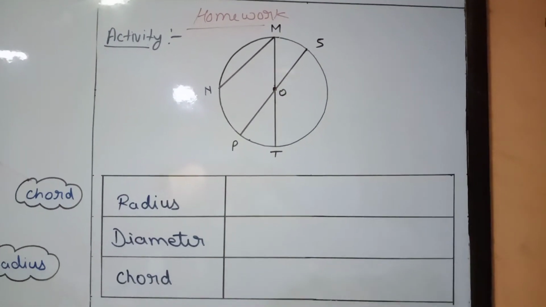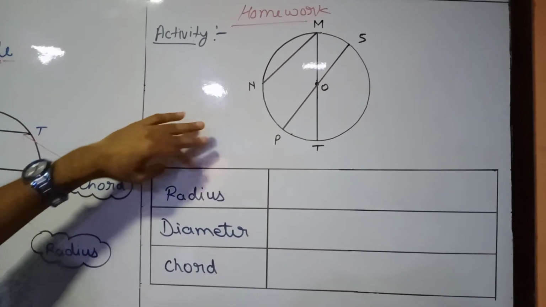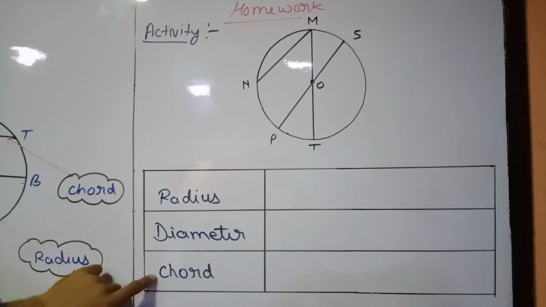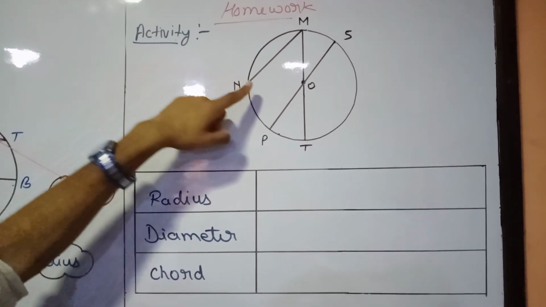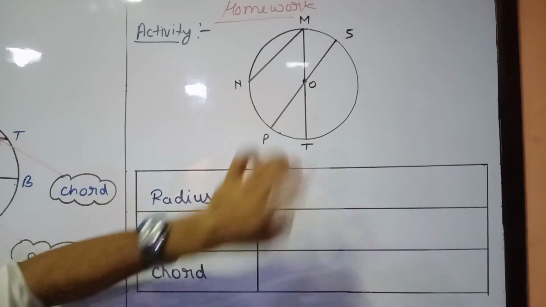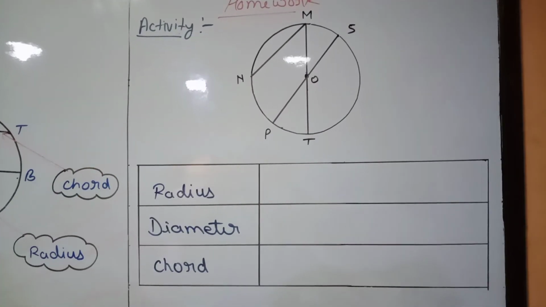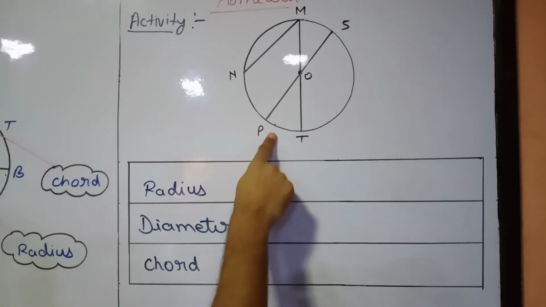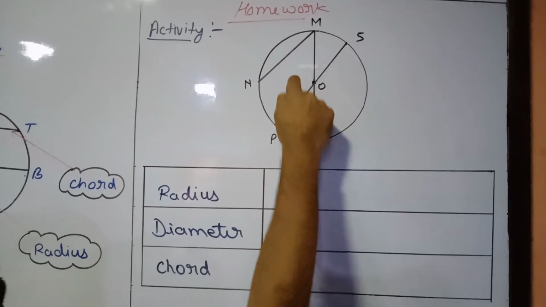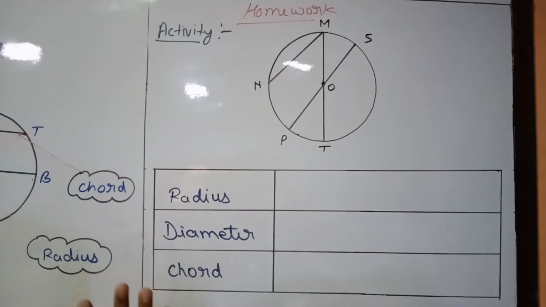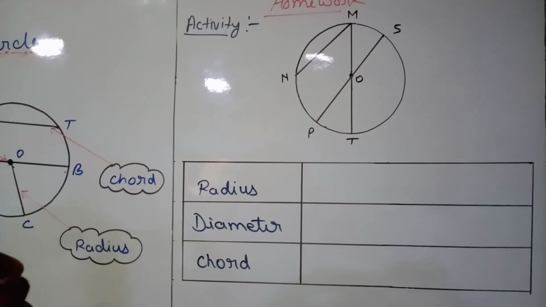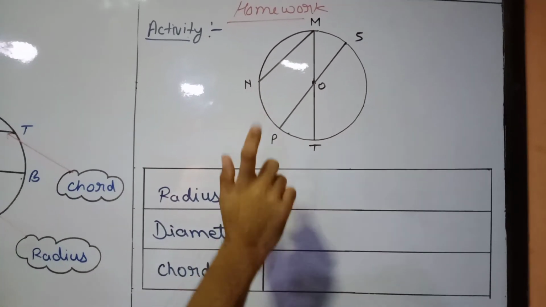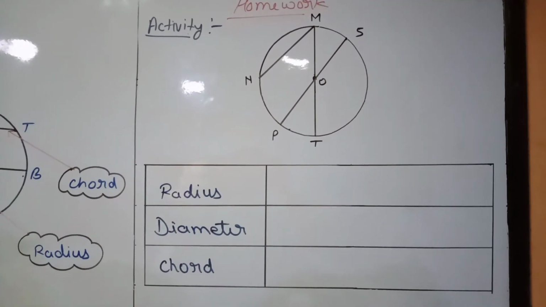Now according to this figure, observe this given figure and you have to fill this column. First we have the radius, diameter and chord. So you can see there are 1, 2, 3 chords we have. Radius according to the given figure is the center and a point on the circle. So OP, OT, OS, OM this way, and chord you got the 3. Diameter is a chord that is passing through the center, that is called the diameter. So this way you are going to fill this table regarding this given figure.